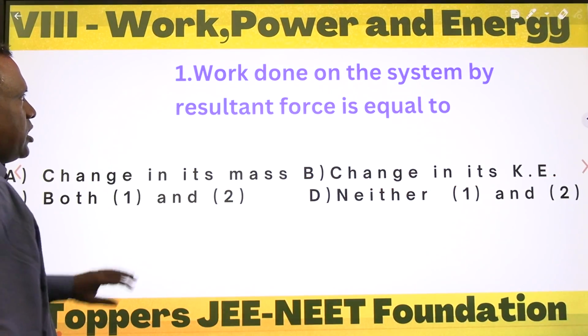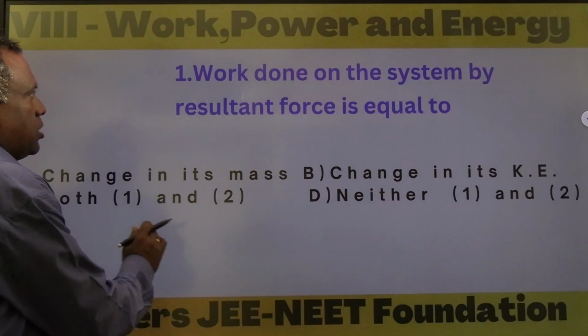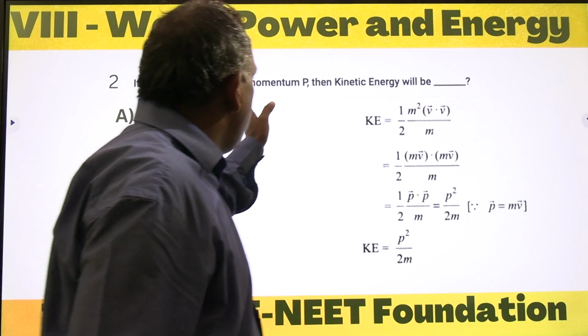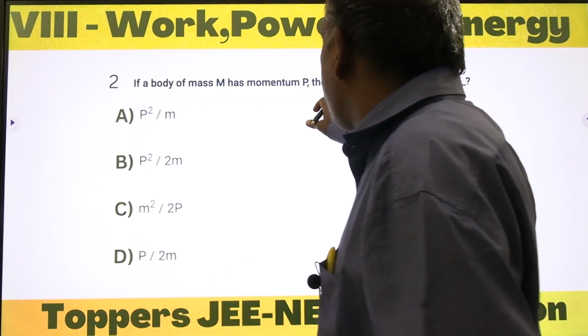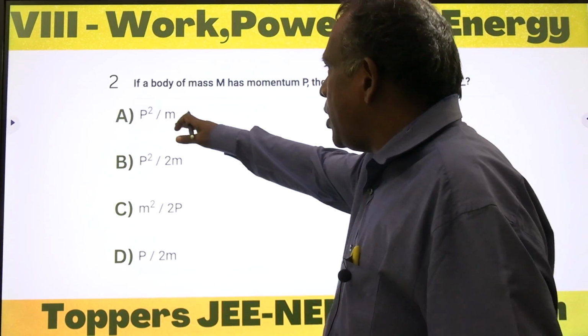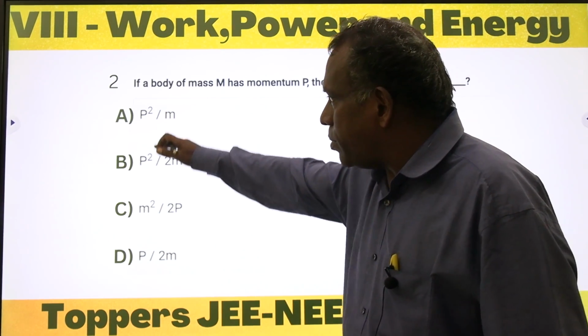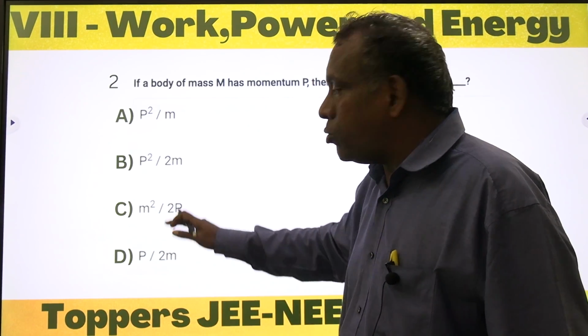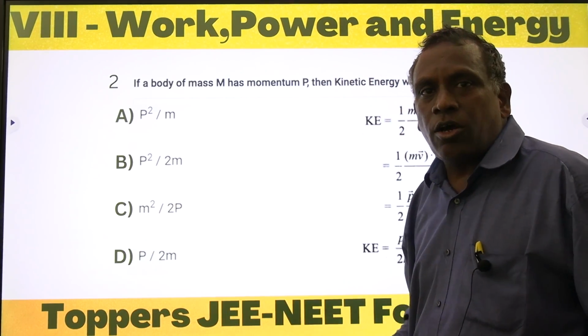So the next question: if the body has mass m and momentum p, then what will the kinetic energy be? Option A is p square by 2m, option B is p square by m, then p square by 2m, m square by 2p, p by 2m. These are the different options.